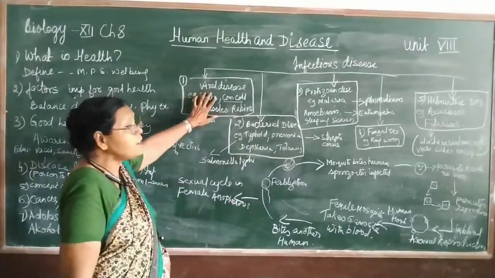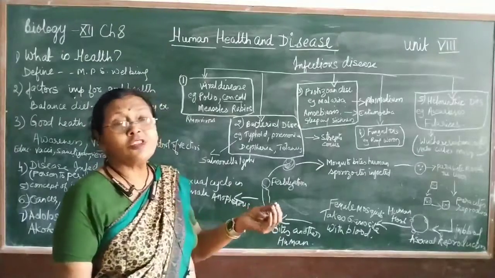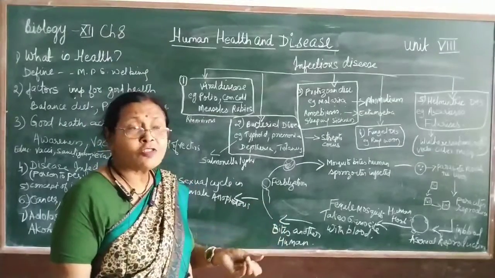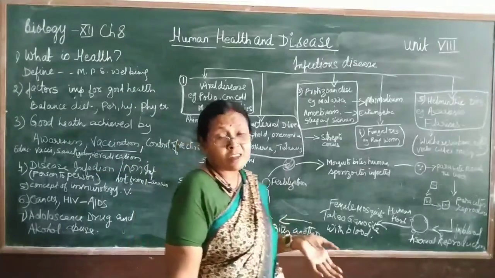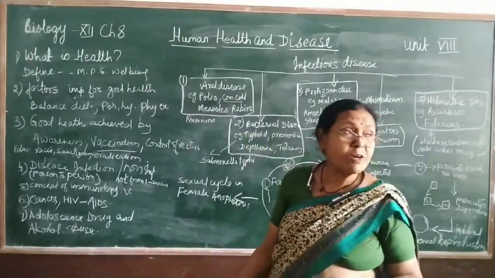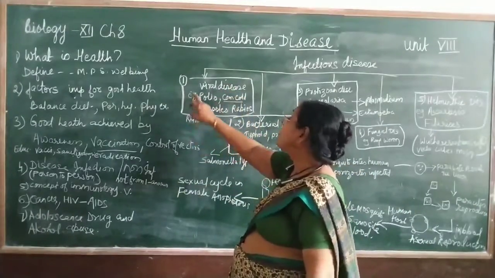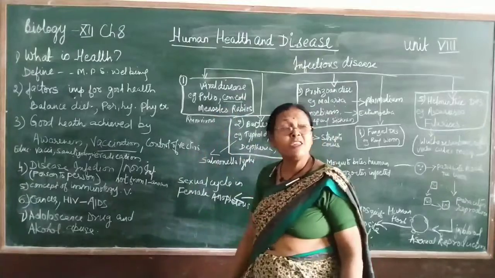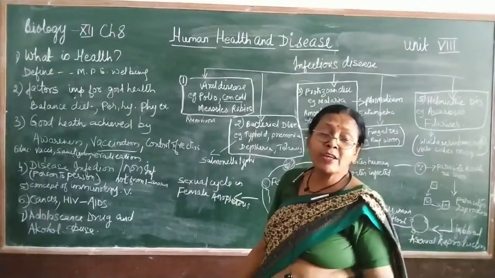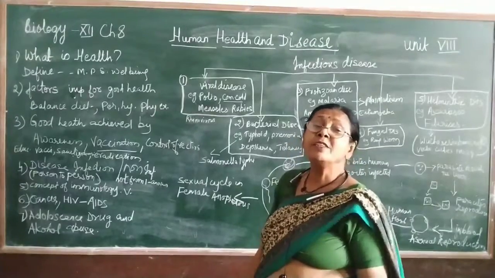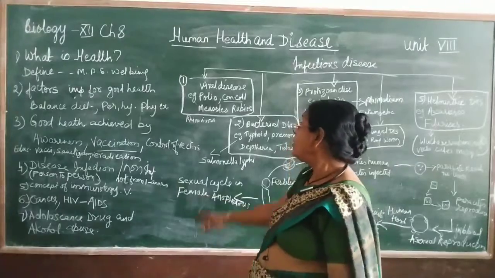The first one is viral disease. Viral diseases, you know, are those diseases which are caused by viruses. And the latest one is the coronavirus. You are much aware of this. The viral diseases include polio. You must have seen many people earlier limping or unable to walk properly. They have to use crutches to walk.